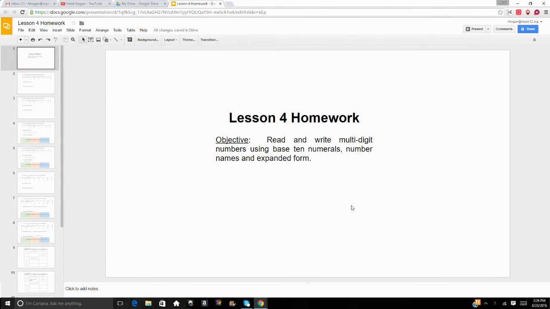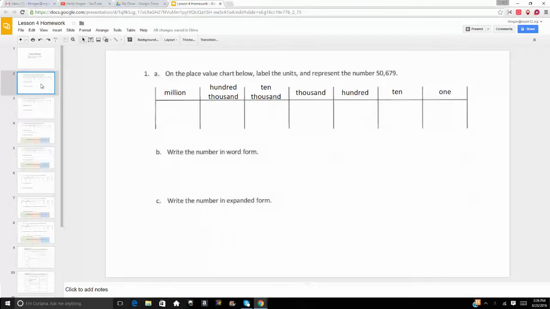Hello, lesson 4 homework here, and the objective of this lesson was to read and write multi-digit numbers using the base 10 numerals, number names, and expanded form. So for each of these, you're going to use the base 10 chart to use digits or numerals to write the number. You're also going to write it in word form and expanded form. And it helps if you read the number out loud.